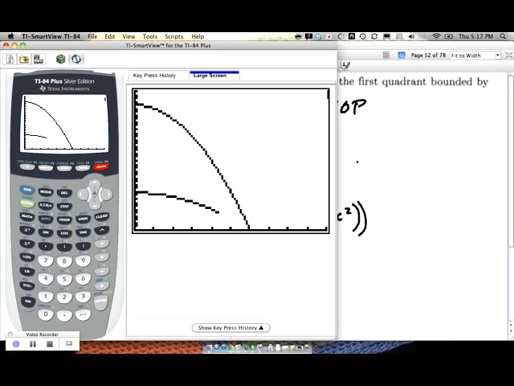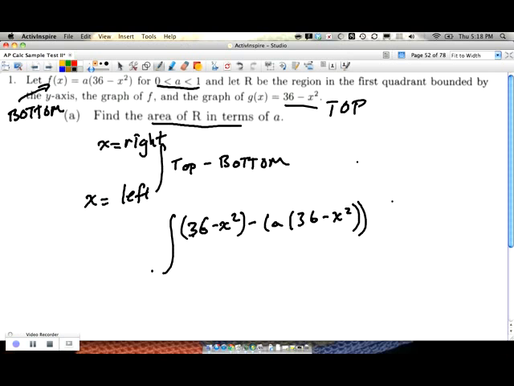Now, it's going to go even lower down here. Essentially, it's going to go that fraction of the whole distance. So, as we're trying to interpret that region then, our x boundaries are from 0 to 6. This is going to be dx.